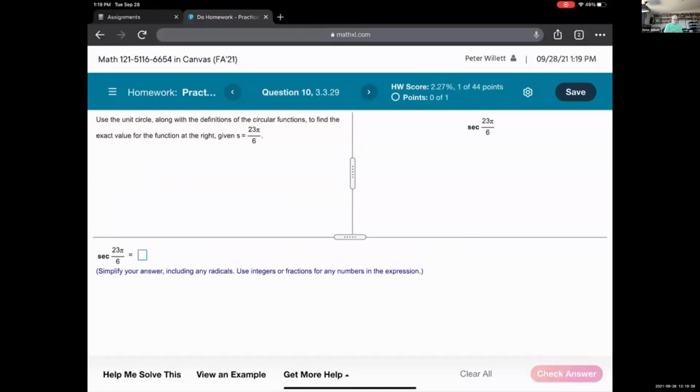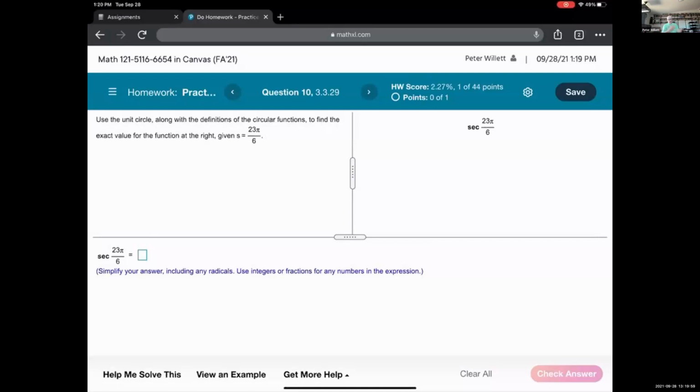Use the unit circle along with the definitions of the circular functions to find the exact value for the function at the right, given that s equals 23 pi over 6. And then there's a question to do problem 18 after this one. Yeah, that shouldn't be a problem. I don't know what it is, but we'll find out.